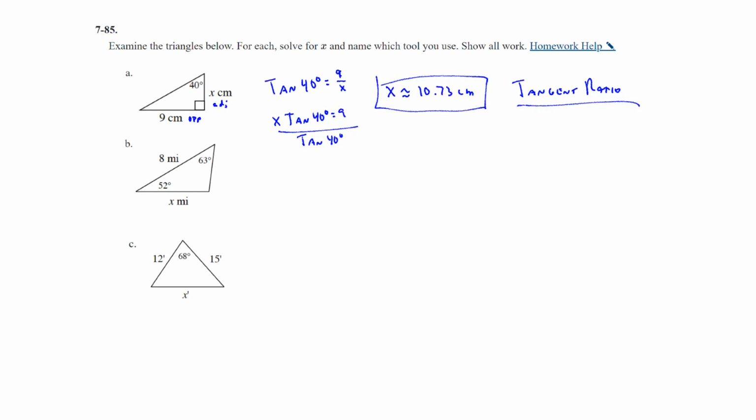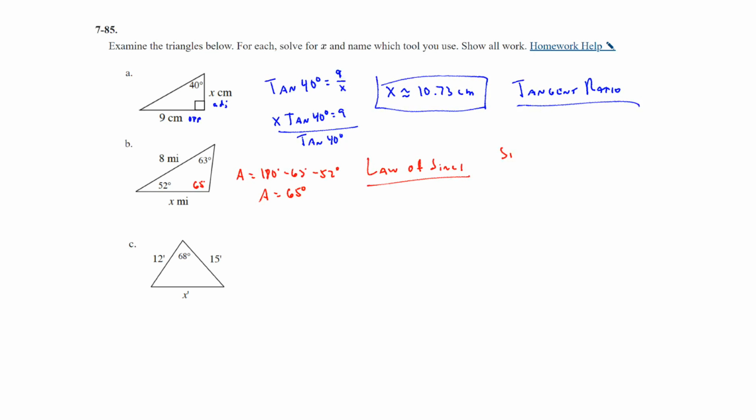We'll just call it capital A. So A is equal to 180 degrees minus 63 degrees minus 52 degrees. So what will angle A be? And that will give an angle of 65 degrees. So since we have all three angles and a side length and another one that we're trying to find, we can use the law of sines. So that will be the tool that we use.